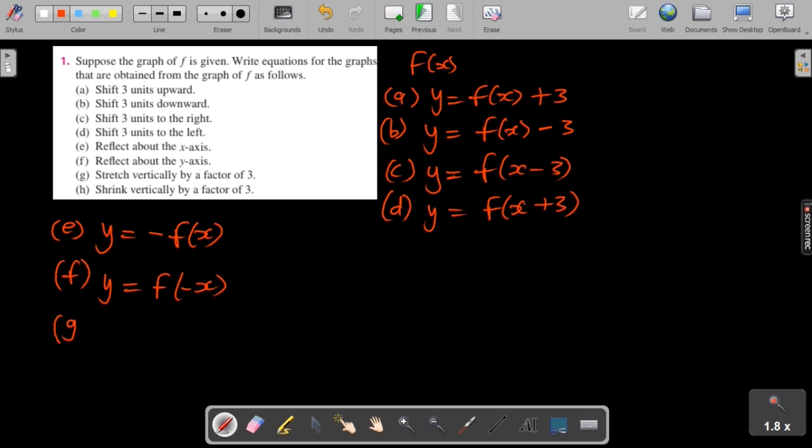Then for the next question, we're supposed to stretch it vertically by a factor of 3. So stretching vertically basically means you're making it bigger, and that requires us to grow our y values. So if you grow our y values by a factor of 3, this is what the function would look like. And finally, we're asked to shrink it. So we're going to make the y values smaller.